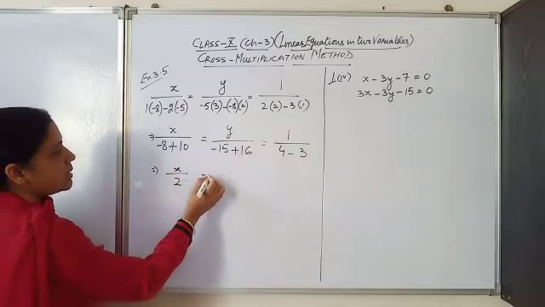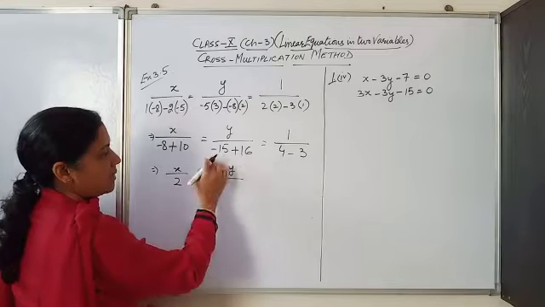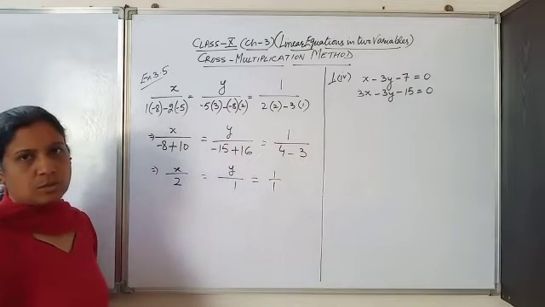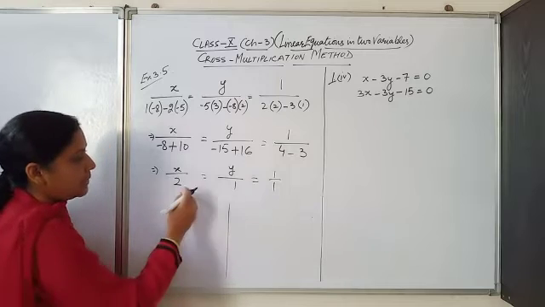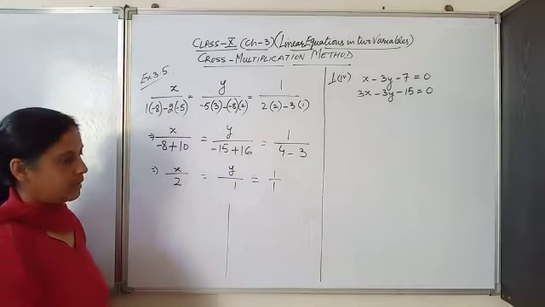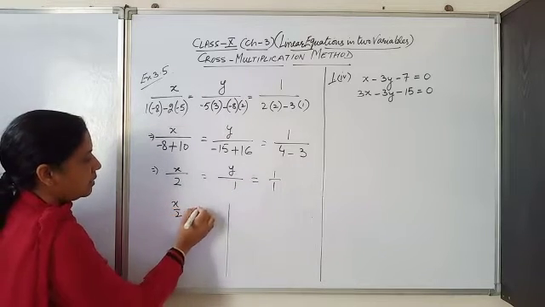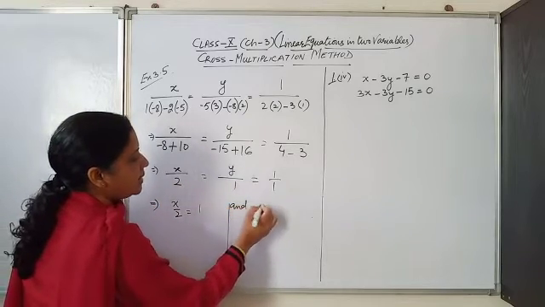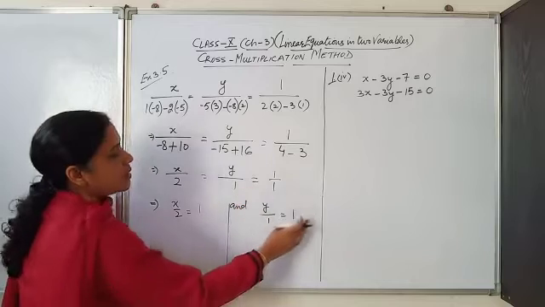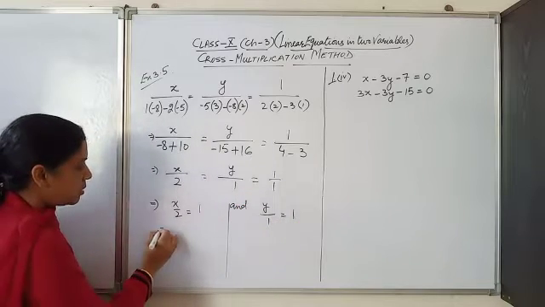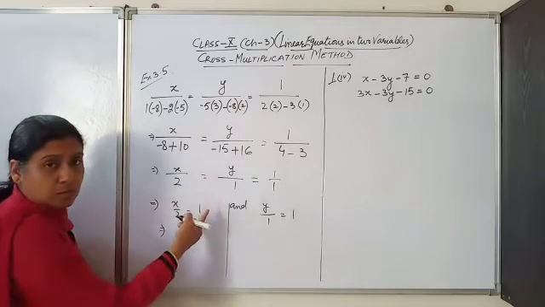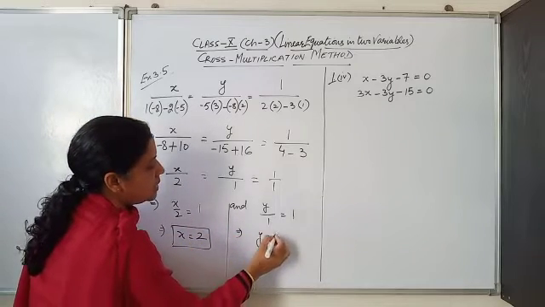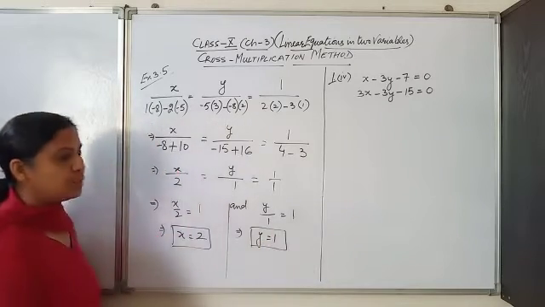10 minus 8 is 2. 16 minus 15 is 1. And 4 minus 3 is also 1. So I am having these three equalities over here. I will take first is equal to third and second is equal to third, so that when I again cross multiply, I get the values of the variables as the unique solution.